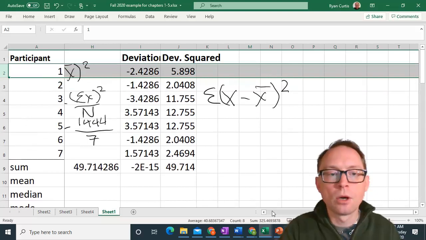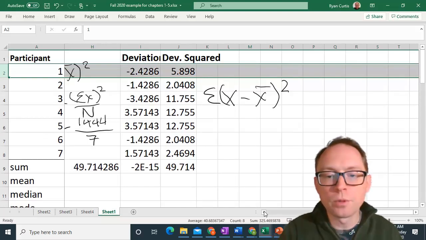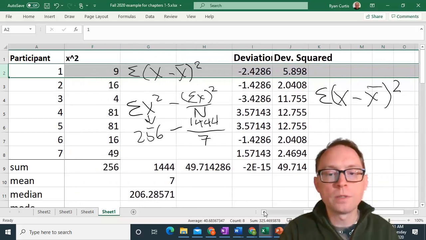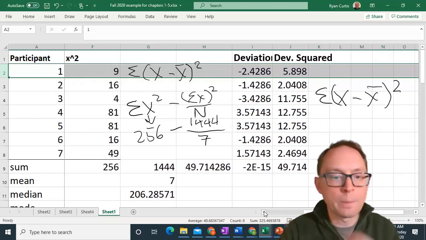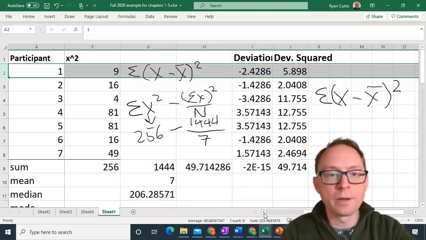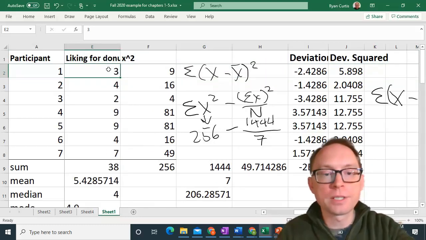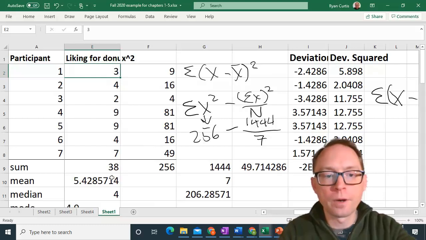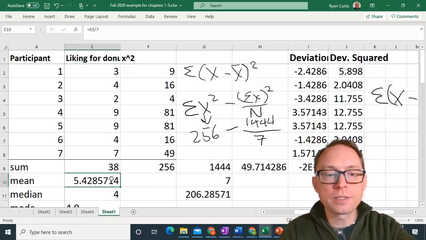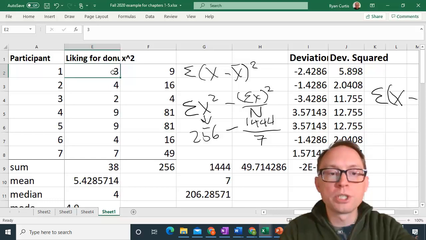Okay, so when we're looking at participant 1's z-score for liking for donuts, let's make sure that we're all clear on what's happening here. This is participant 1. Participant 1 said they like donuts at a 3. The mean liking for donuts, this is X bar because now we're working with a sample, is 5.43. That means that participant 1 is below the mean.